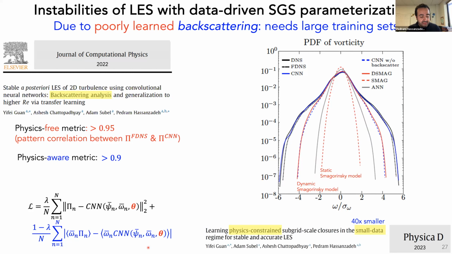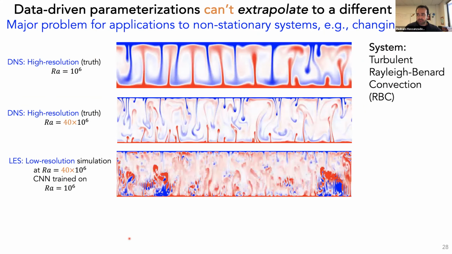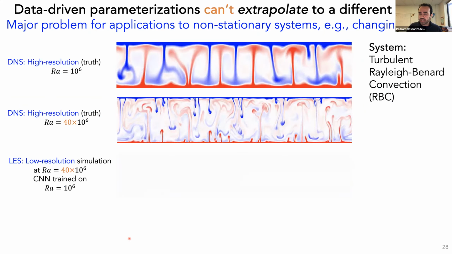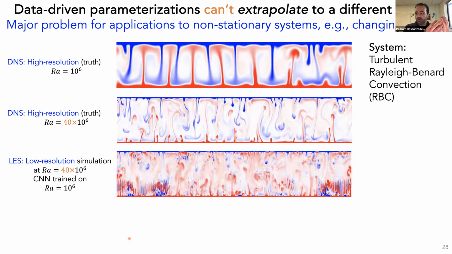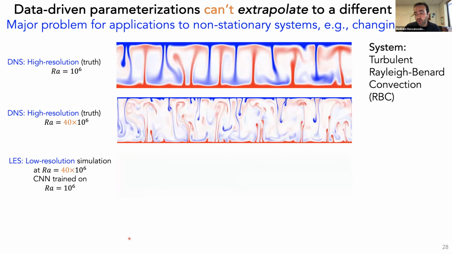And just to tell you a bit more about what we did here, one of the things we did was to add that second necessary condition as a regularization term in the loss function. And this was a major component of the new framework. So we can get data-driven parameterizations that work well. So the next question is, can these extrapolate? Can we train this on one turbulent flow and ask it to work on a more turbulent flow?